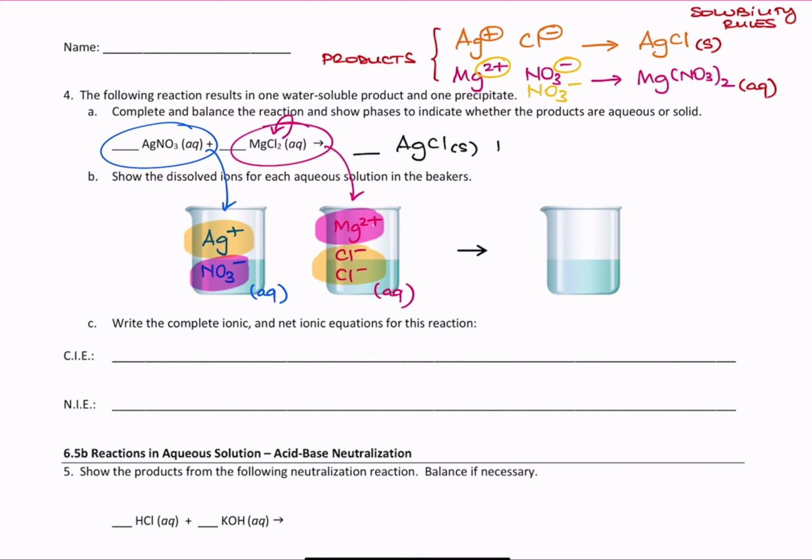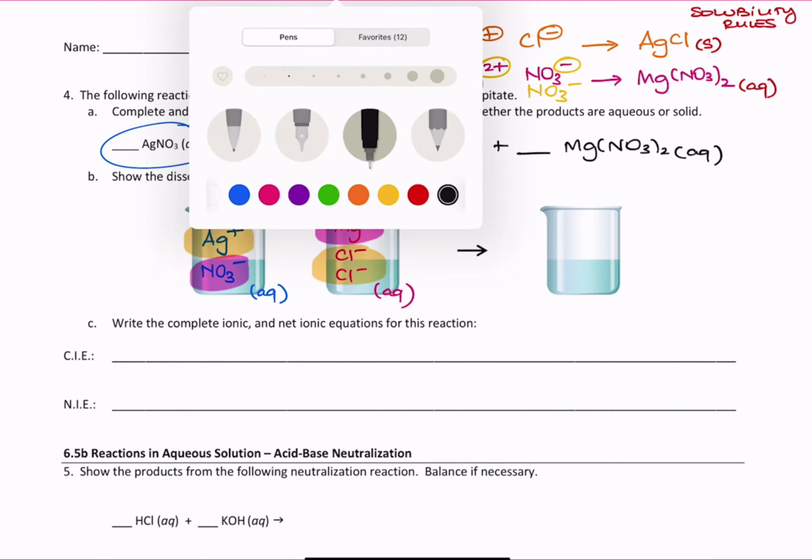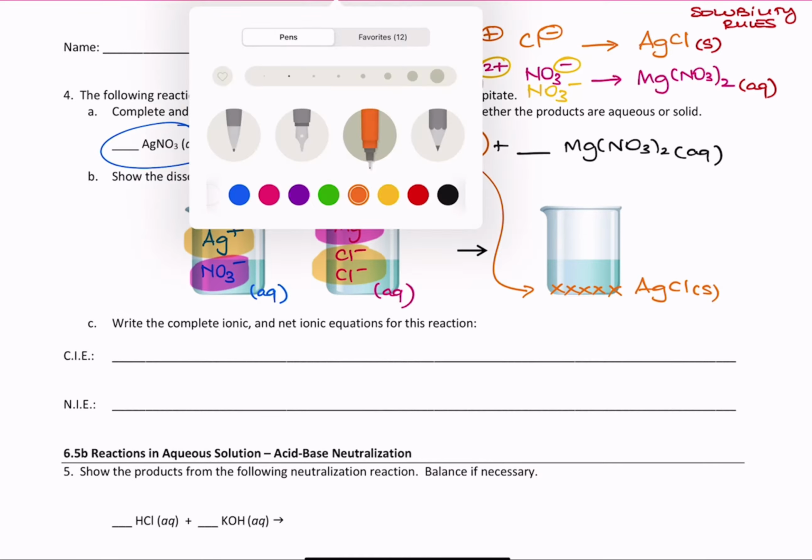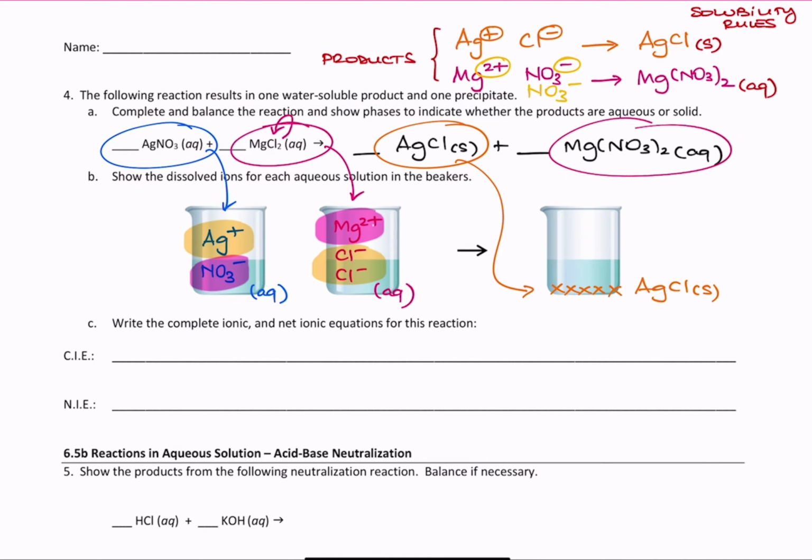AgCl solid and Mg(NO3)2 aqueous. Again, this is a solid, so will remain in the solid state at the bottom of the beaker, AgCl solid. This one is aqueous, so will dissolve, and I will have Mg2 plus and the 2 nitrate ion in the aqueous state.